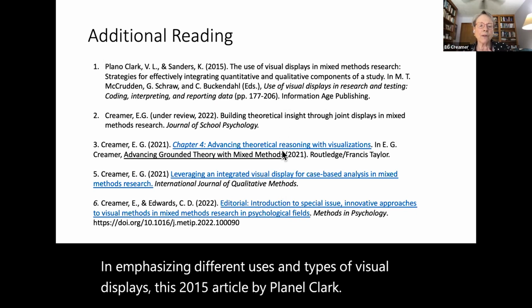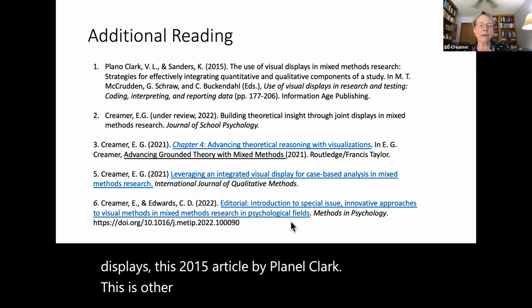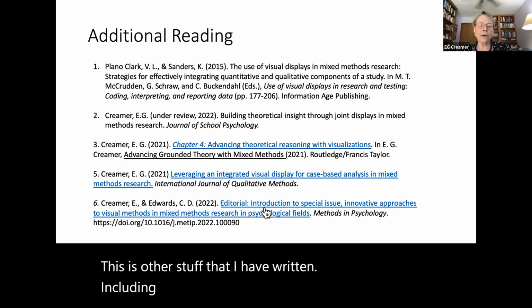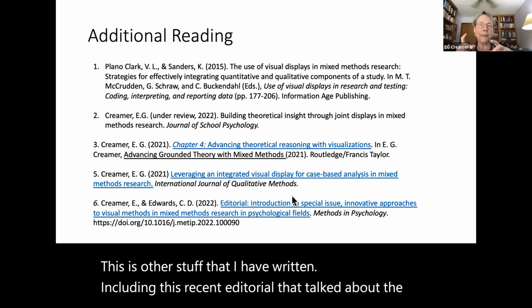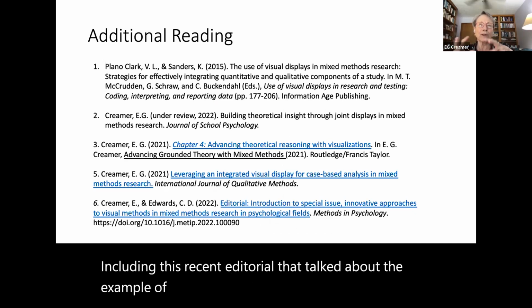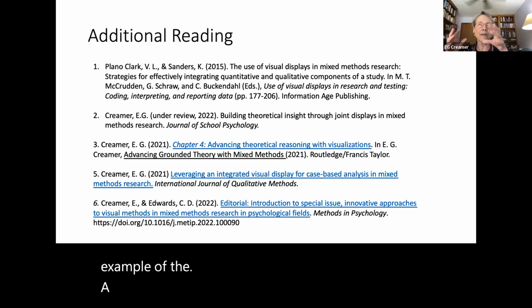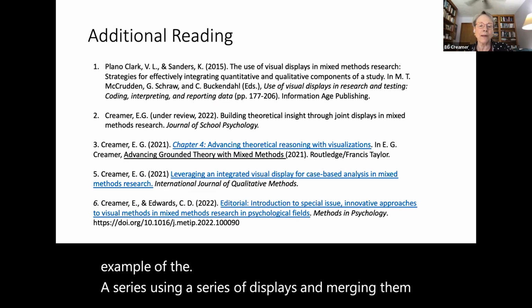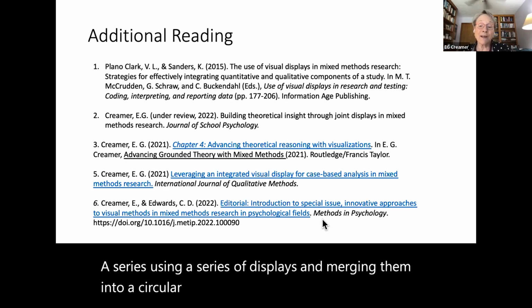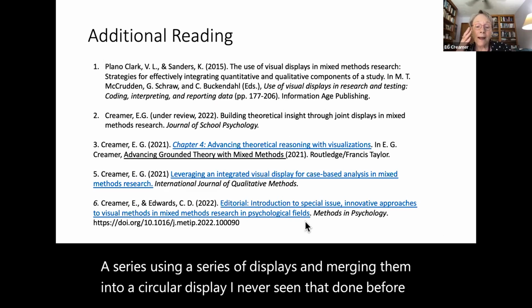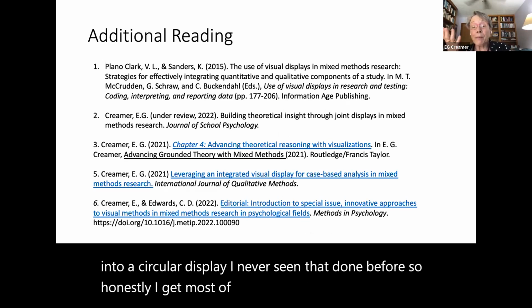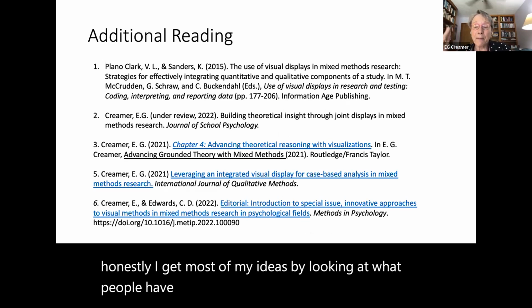This is other stuff that I have written, including this recent editorial that talked about the example of using a series of displays and merging them into a circular display. I'd never seen that done before. So honestly, I get most of my ideas by looking at what people have done rather than making them up out of whole cloth.